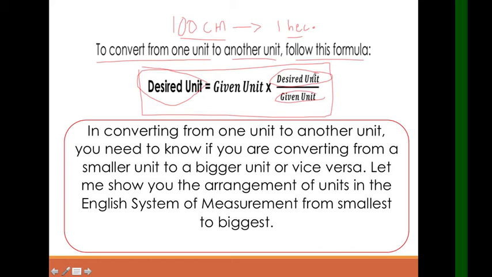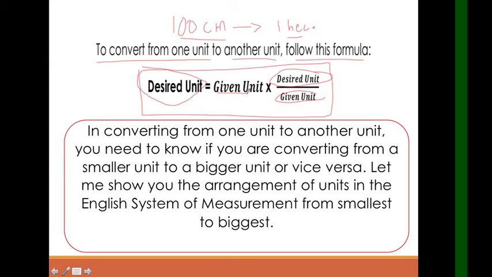So, halimbawa, let's say, ang 1 hectometer ay equivalent sa, let's say lang ha, na 10,000 centimeters. So, ibig sabihin, 1 hectometer over 10,000 centimeters. Pero yung dito, 100 centimeters siya. Okay, so easy lang tayo. So, mamaya makikita niyo yung example. In converting from one unit to another unit, you need to know if you are converting from a smaller unit to a bigger unit or vice versa.